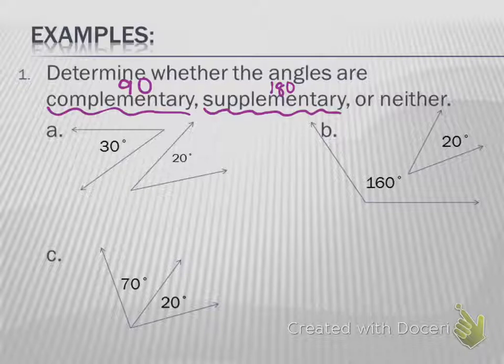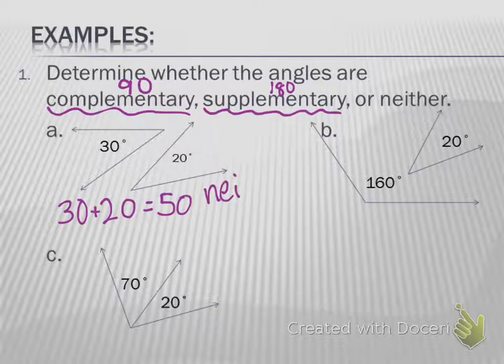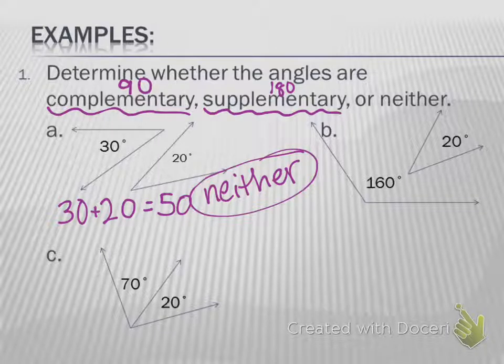So I'm going to start A by adding 30 and 20. What does that give me? 50. Is there anything special about two angles that add to 50? Nope, this is a neither. Any questions?